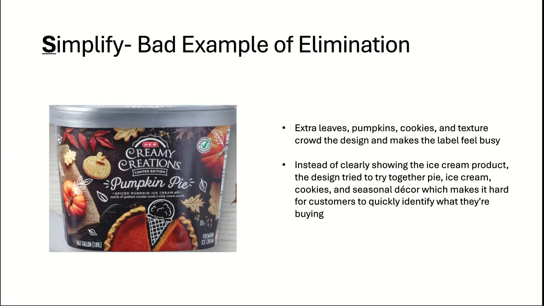Lastly, the bad example of elimination is an ice cream, pumpkin creamy creations, also HEB brand. So there's extra leaves, pumpkins, cookies, and texture. It crowds the design and makes the label feel busy. So instead of clearly showing the ice cream product, the design tried to tie together pie, ice cream, cookies, and a bunch of seasonal decor, which makes it hard for customers to quickly identify what they're buying. When looking straight at this picture, I wouldn't immediately assume ice cream unless I was obviously in the cold aisle.